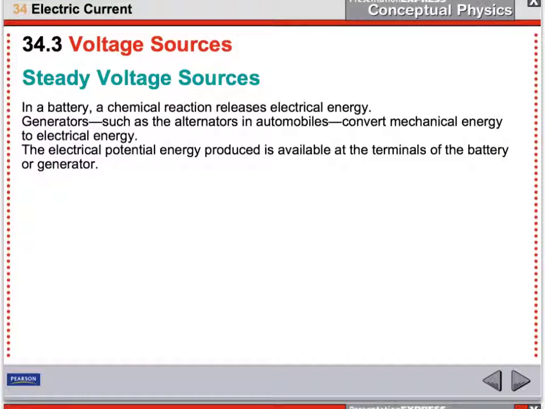A battery and a generator are examples of voltage sources. A generator converts mechanical energy into electrical energy. A battery converts chemical energy into electrical energy. And it keeps a potential difference across a circuit so current can flow. If you get rid of that potential difference, you no longer have flow.